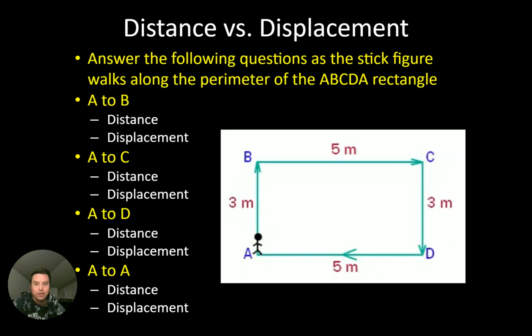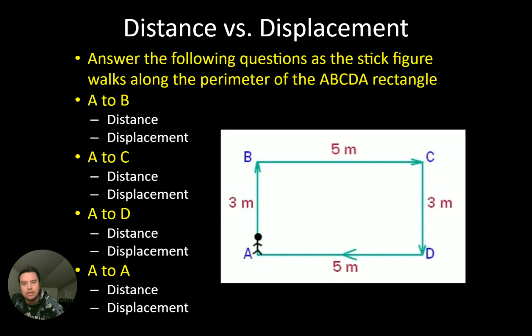Now, A to C, right? You went 3 up and 5 over. That's a change in direction. So your distance is 8, 3 plus 5, but your displacement is the hypotenuse of the triangle you just made. If you could go from A to C, that would be your displacement. Or even if you couldn't go A to C, you're still displaced from your starting position. 3 squared plus 5 squared equals the hypotenuse squared, and we would take the square root to get that answer, whatever that is. That's A to C. So in that case, they're different because you changed direction.